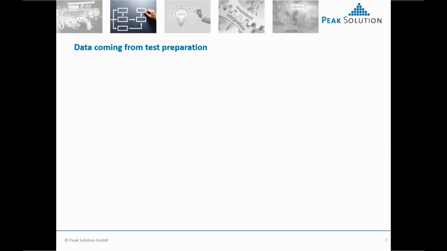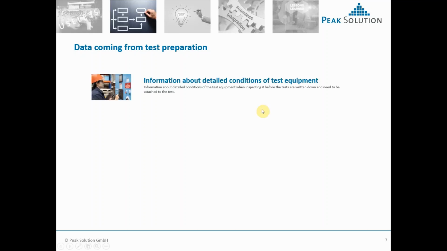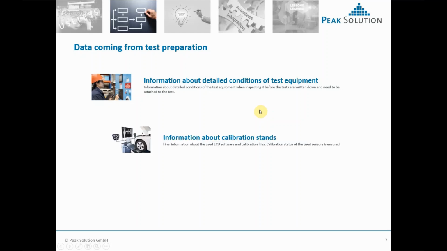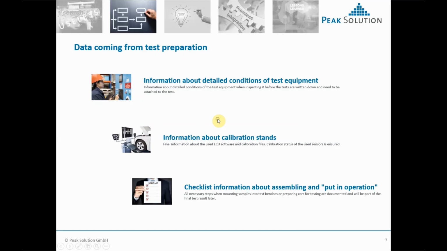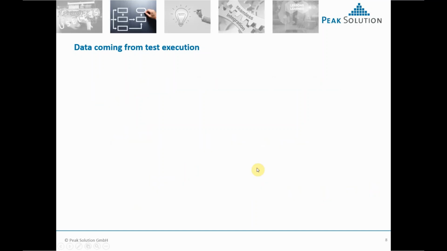In the stage of test preparation, information might be collected regarding the condition of the used test equipment, final information about installed software in the car, or checklists will be filled. For example, when mounting a sample on a fixture in a test bench, or if you build in sensors in a car or dummy, or any other related activities which we need to do before a test can start.